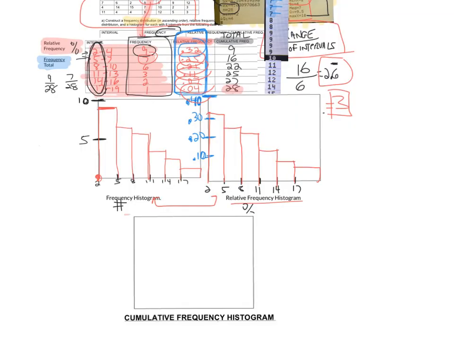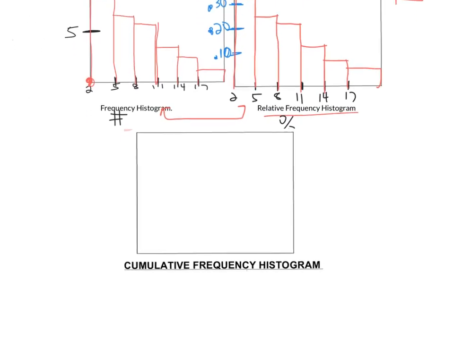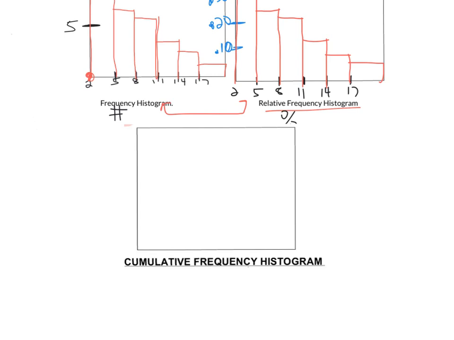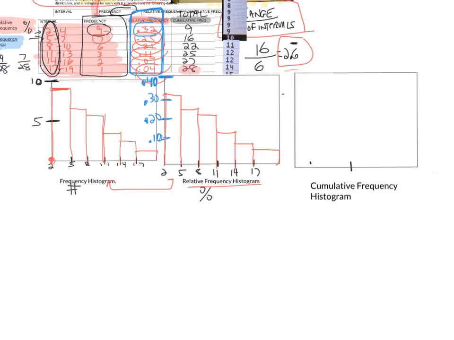Finally, what I'm going to do is construct a cumulative frequency histogram. Just like before, I'll break the bottom up into 6 parts, and I'll label my starting points for the intervals: 2, 5, 8, 11, 14, and 17. But now I'm going to be looking at the cumulative column. In the cumulative column, the biggest number I have is the total number of data, which is 28. So I'm going to make my maximum go up to 30 because that's a nice round number.